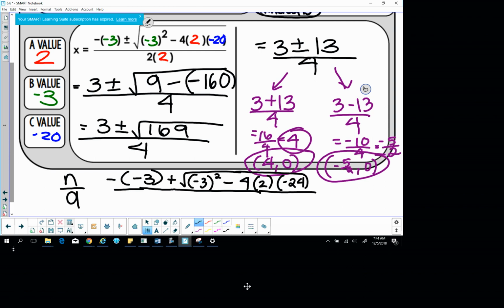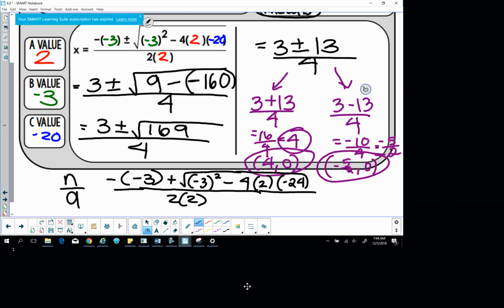Second x squared. There you go. And then type this all underneath. So -4 times 2 times -24. I want you to do that. Then go down to the denominator and put 2 parentheses 2. Then click enter.